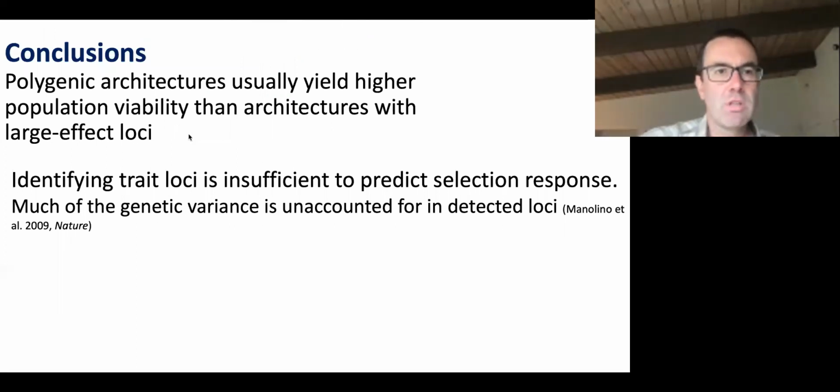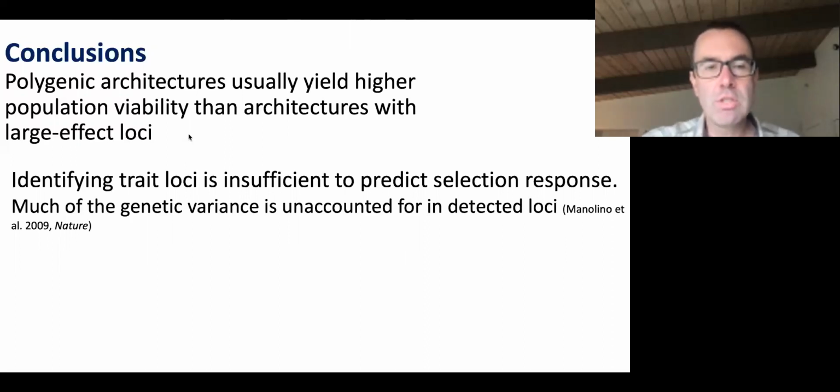And what does all this mean? I think the main finding here is that polygenic architectures generally confer higher adaptive potential and population viability compared to architectures with large effect loci. And I think it's important also to point out that just identifying trait loci, say in a GWAS, and identifying those loci that have statistically significant effects on a phenotype of interest is really insufficient to predict the selection response.